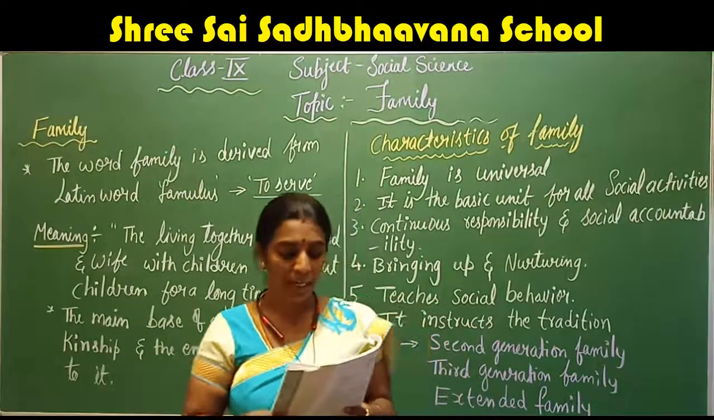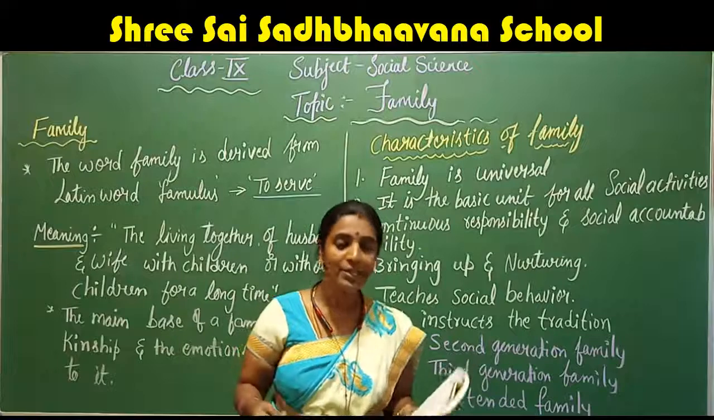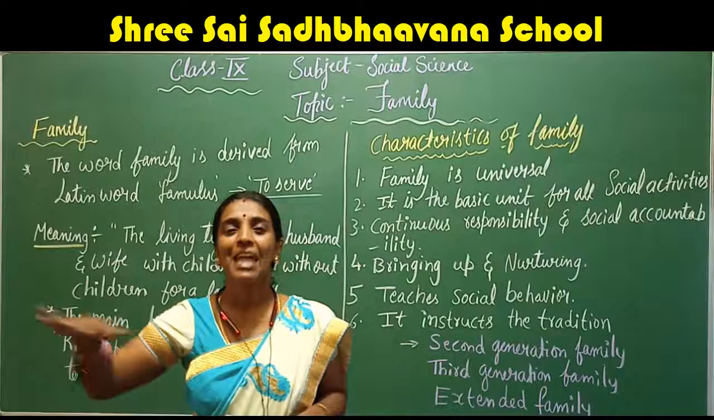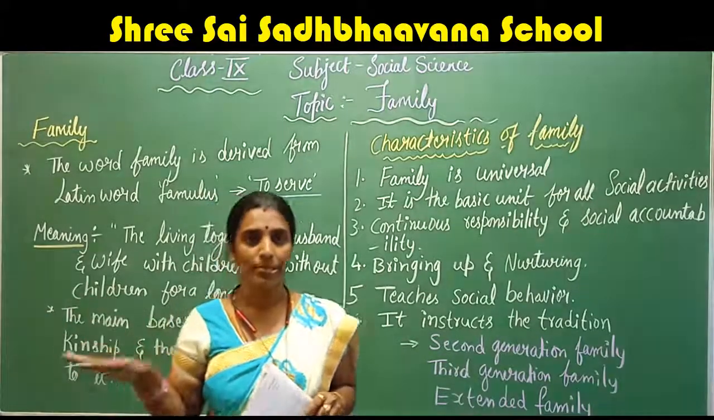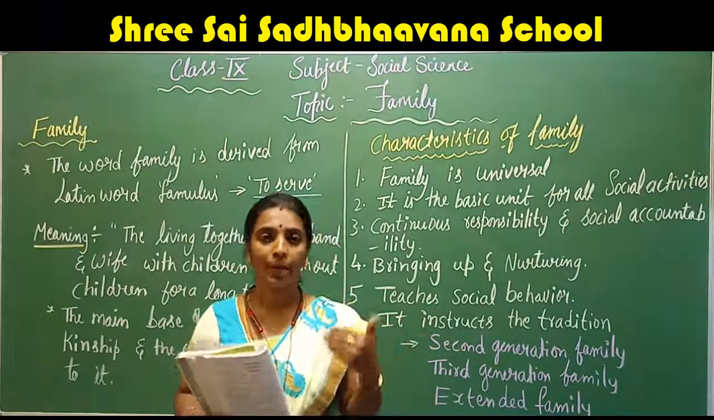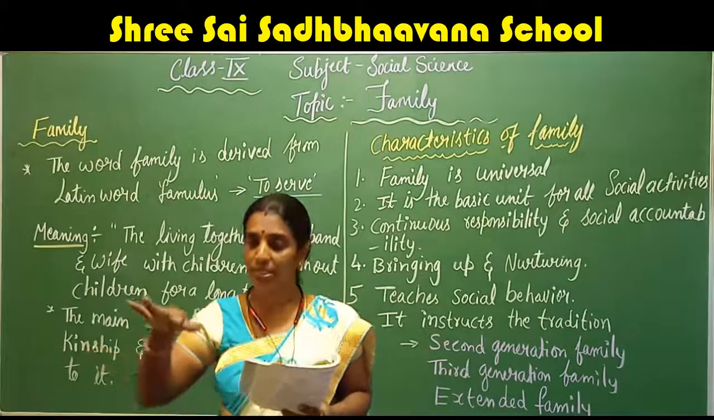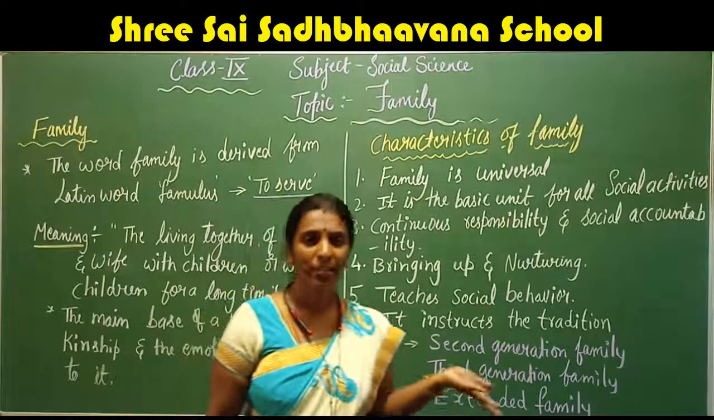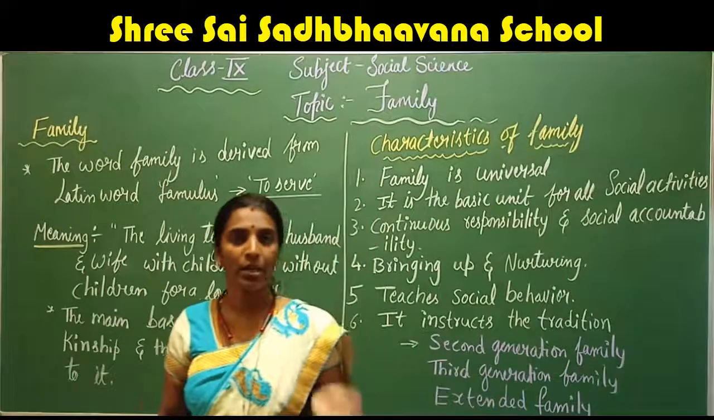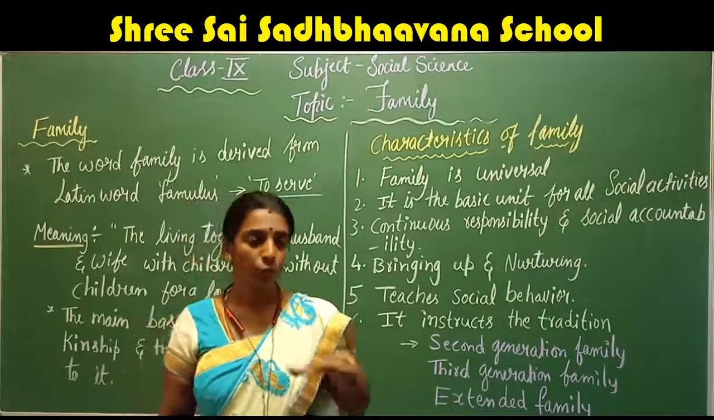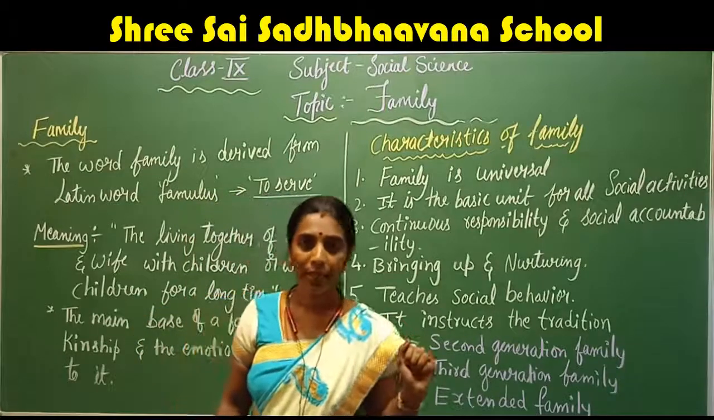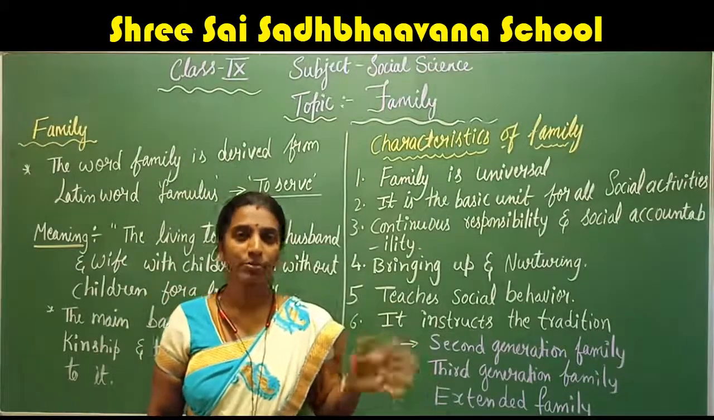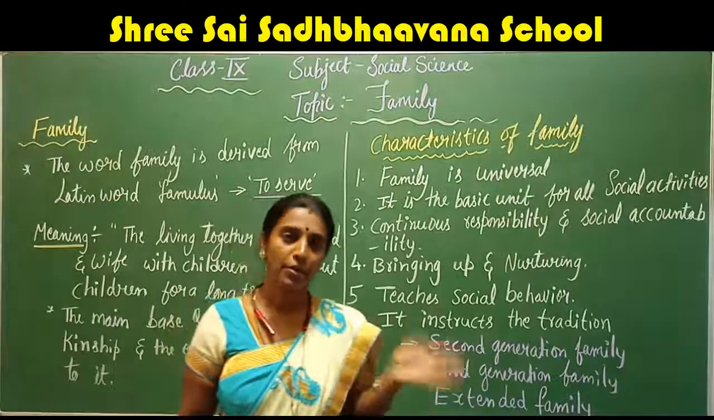So the family teaches the children about the way of interacting with elders and the peer group. What do you mean by peer group? Peer group means the group of children or persons of the same age. If you are an adolescent, your peer group will be of your same age. Or if it is a 6 year old child, the children mingling with that child at the same age, that is called the peer group.